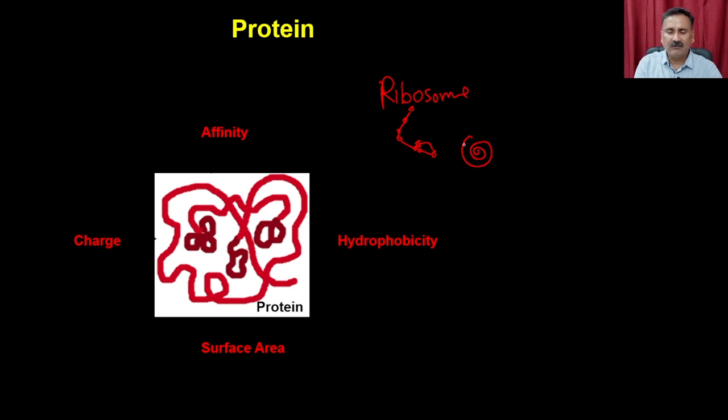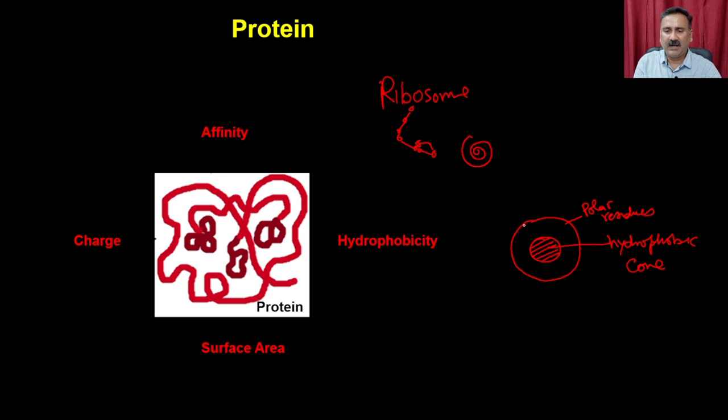As a result of this folding, it arranges all the amino acids in such a way that if you see the cross section of a protein, it has the hydrophobic core at the center, and on the periphery it has the polar residues. Apart from that, it also has multiple patches, and these patches can be recognized by different systems.